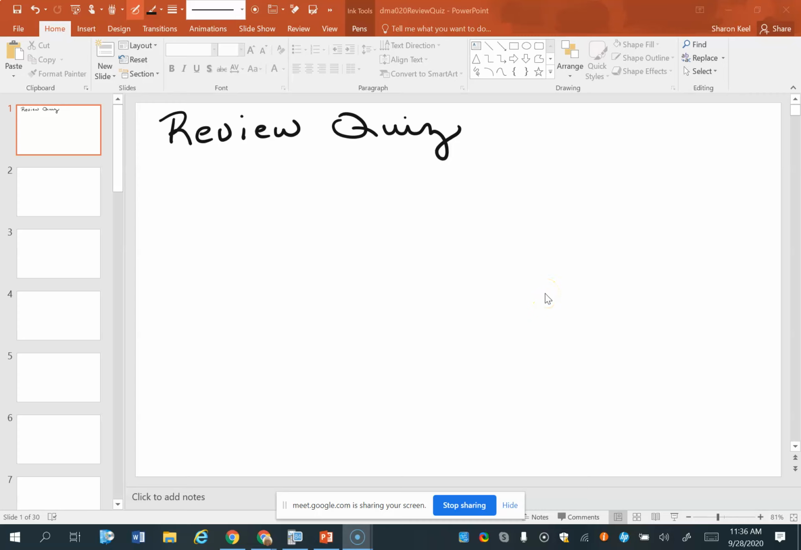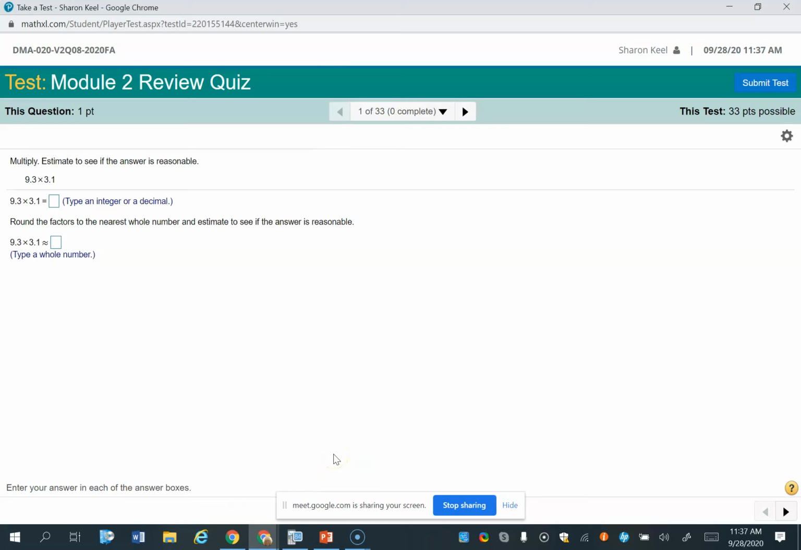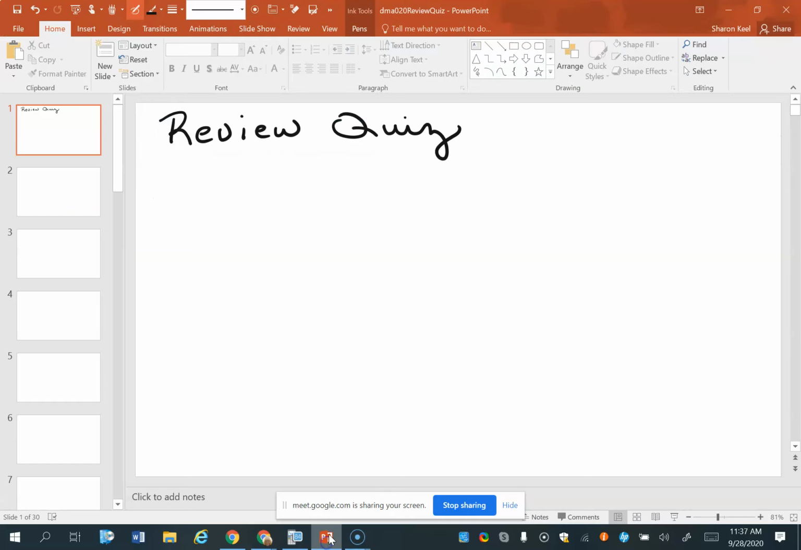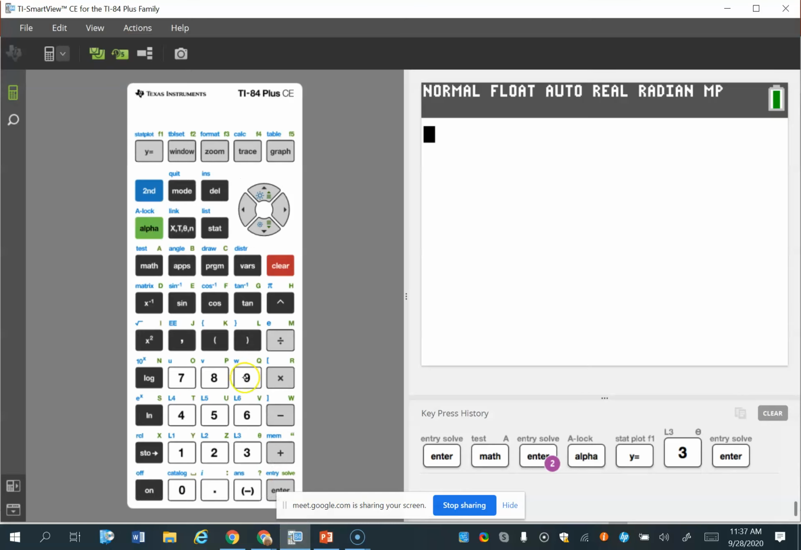Today we are going to work through the review quiz for DMA20. Our first question is a multiplication problem where we are going to round the factors. We have 9.3 times 3.1, so this would be 9 3/10 times 3 1/10. And as we go through the quiz, I'm going to show you the calculator steps for each of these.